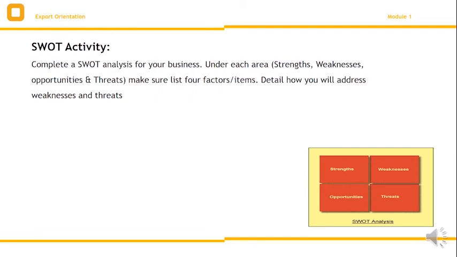To practice what we've discussed with regards to SWOT analysis, we would like you to prepare your own SWOT analysis for your business. You're going to complete it under each of the areas: strengths, weaknesses, opportunities, and threats. Make sure that you list at least 4 items under each one. Then detail how you are going to address your weaknesses as well as your threats. This is going to assist you in compiling an action plan for dealing with the weaknesses and threats that you are currently facing in your business.